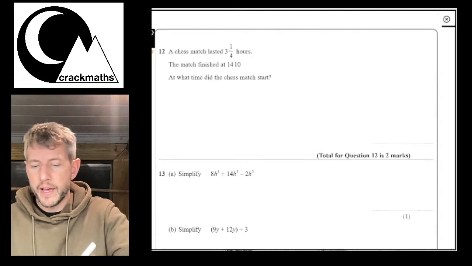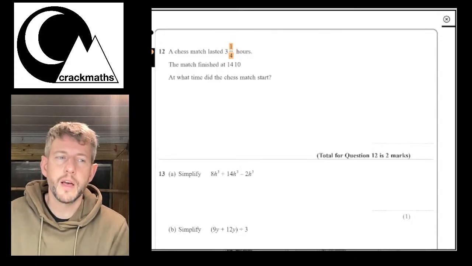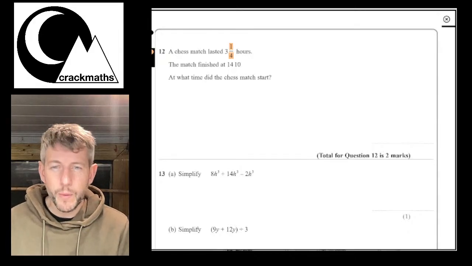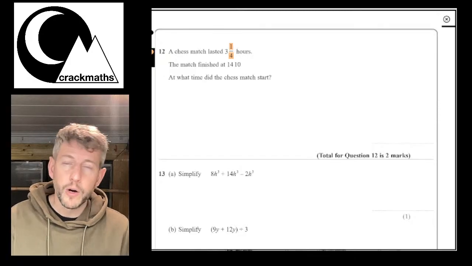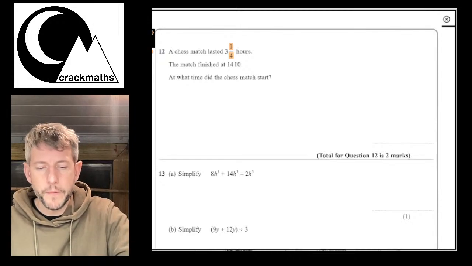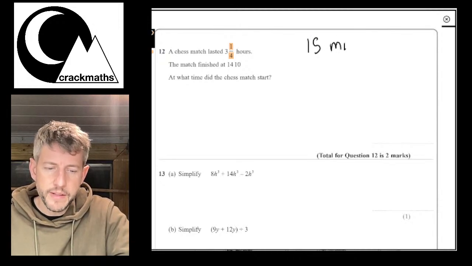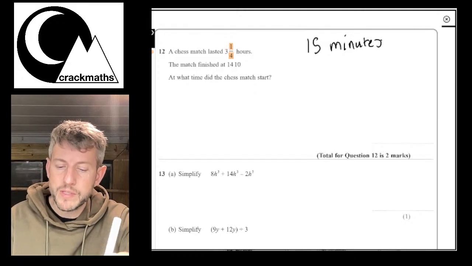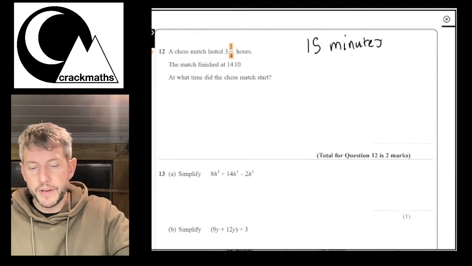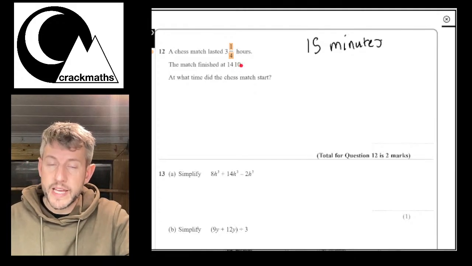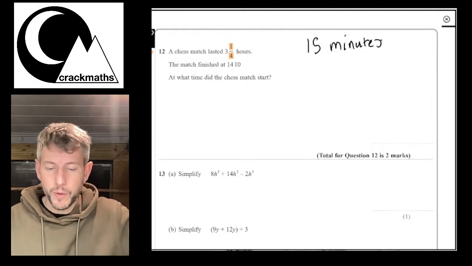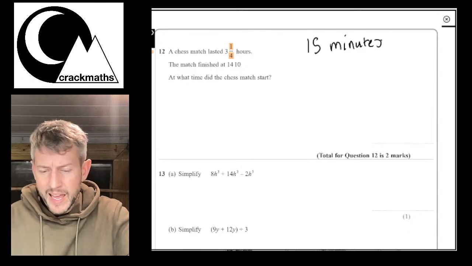So we've given here 3¼ hours. What is quarter of an hour? We all know, we should know this. If someone says, I'll meet you at 11:45, or 12:15, or I'm going to be quarter of an hour, what we're talking about, quarter of an hour, is 15 minutes. Okay? So what we've got here is a chess match lasted 3 hours and 15 minutes. Okay? The match finished at 2:10. At what time did it start? Okay, so we're going to have to go backwards here. So let's think about this first.